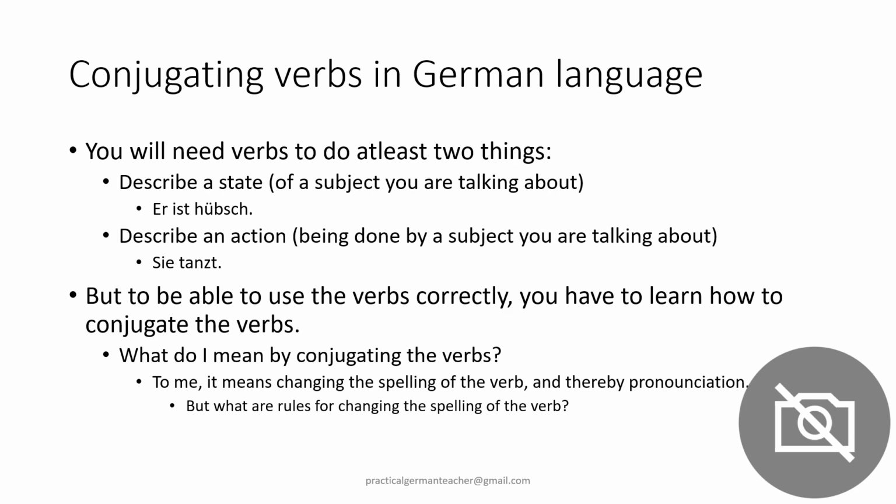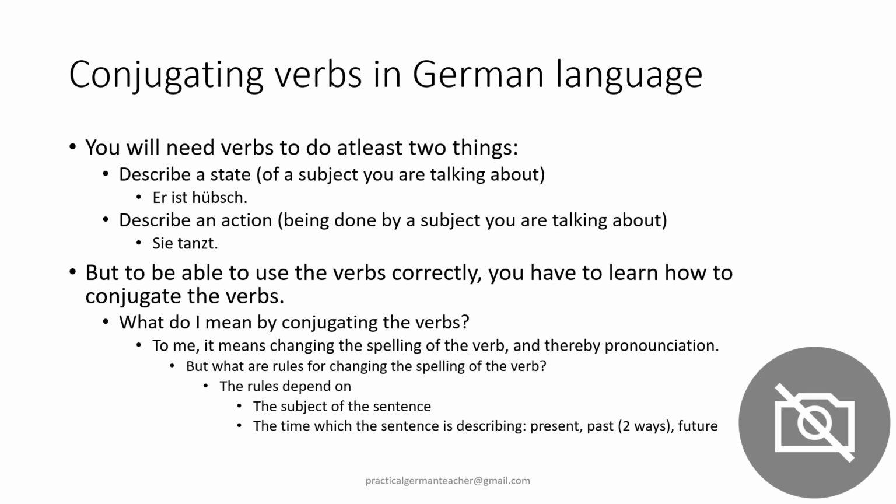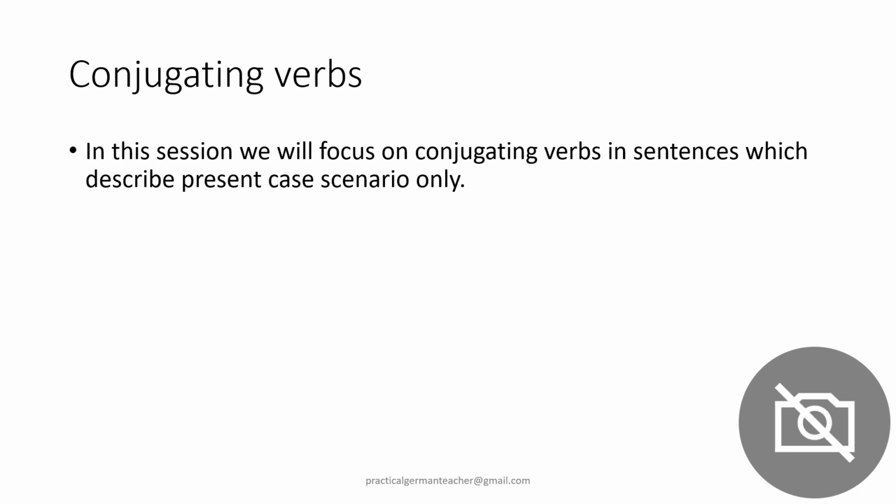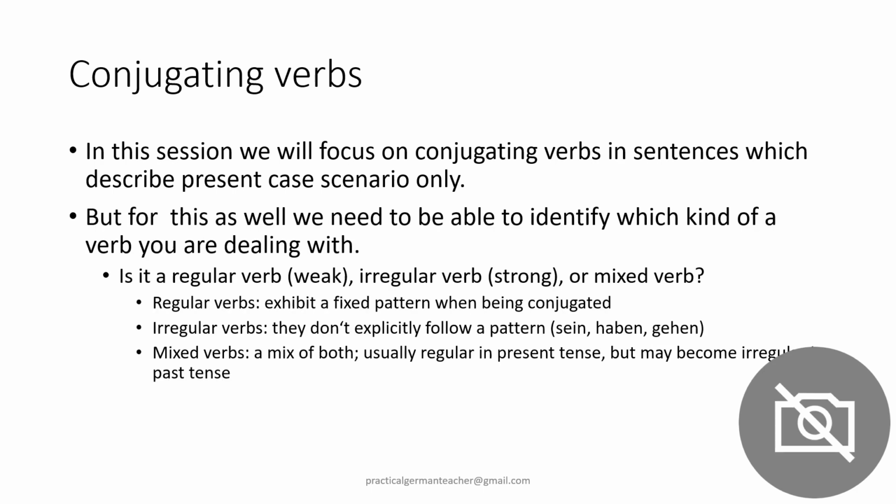But you need to be aware of rules to conjugate verbs. These rules depend, if you ask me, on two basic things. First is the subject of the sentence, and other is the time. By time, I mean present tense, past tense, or future tense. For now, you can focus on the present tense. As I said, for now, you can only focus on conjugating verbs in present tense.